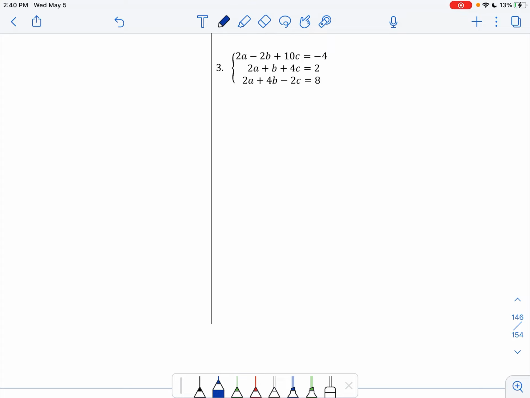Well, I will expect more of you. Here, we can see our a terms are all already ready to be set up, but there's no negative, so I'm just going to go through and make that middle one a negative and combine so that the a's cancel out. So I get -3b plus 6c is equal to -6.